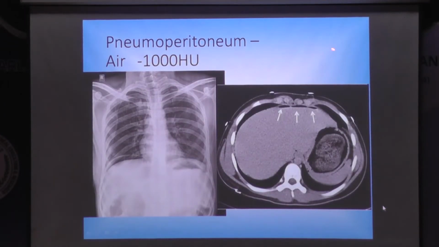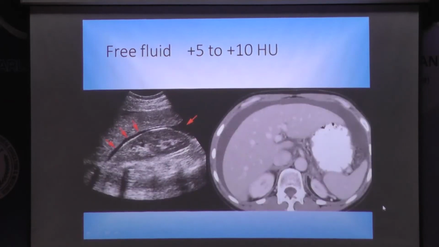By measuring the CT value. So when does air become important in the abdomen? In the case of perforation peritonitis, this is an X-ray showing air under the diaphragm. What is the advantage of CT? This picture you will get only when significant amounts of air have entered into the abdomen. When minimal amounts have entered itself, CT will give you a diagnosis of pneumoperitoneum.